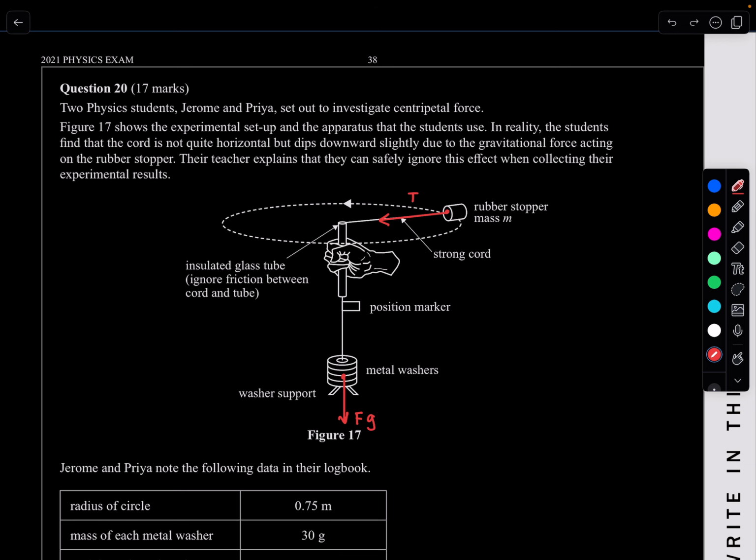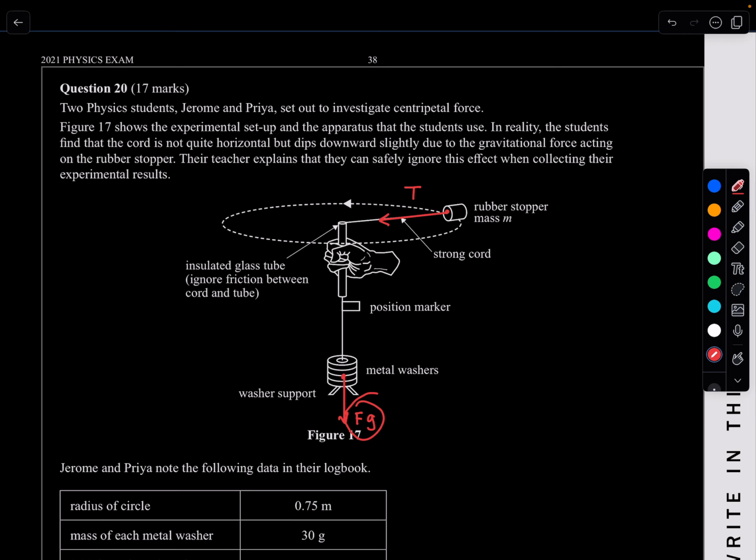And the thing that's causing this tension is your force of gravity, from these metal washers. Imagine doing this in real life. When you're rotating something with a mass at the bottom, you feel like you're pushing down on it, and that's what's creating its tension. I hope that makes sense. It makes sense when you try it in real life.